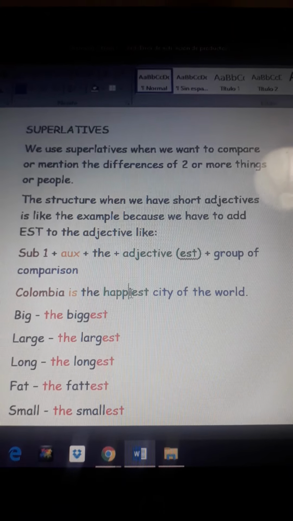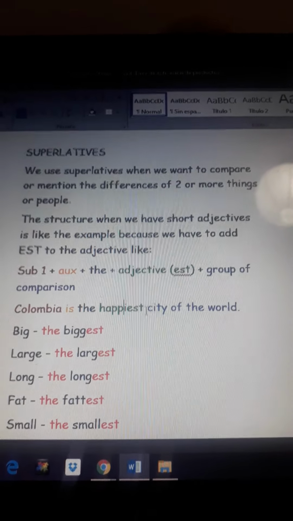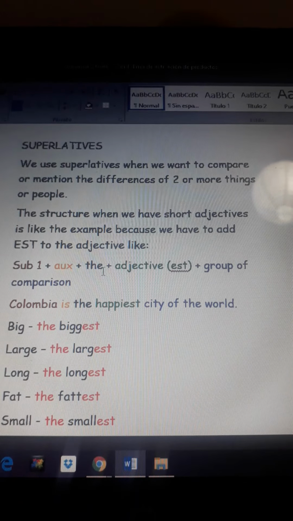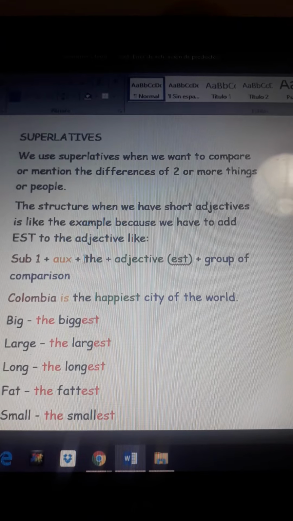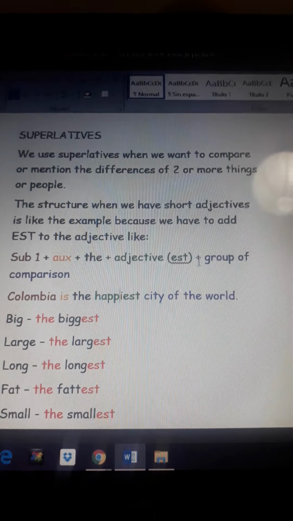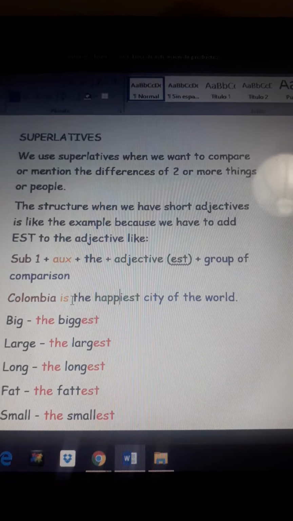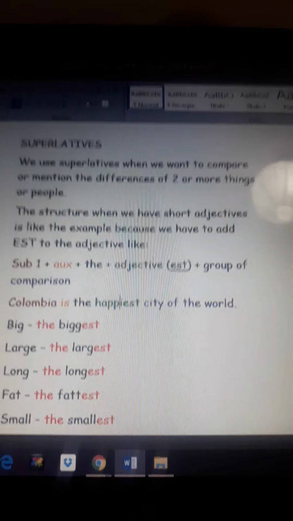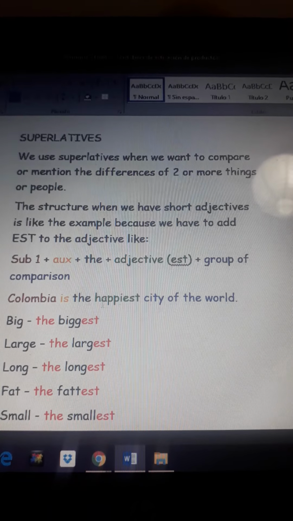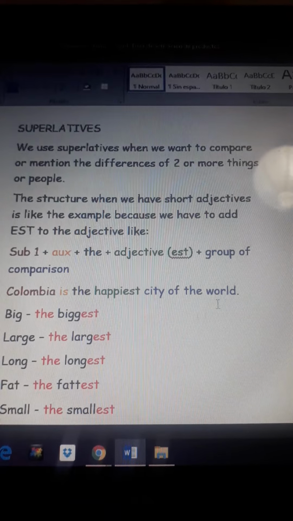If you change the adjective happy, I change the Y for an I and I add est. We have subject 1, auxiliary, the word the. Always and always in superlatives we have to use the. Then adjective plus est, and the group of comparison. Colombia is my subject 1, my auxiliary is, the word the, my adjective is happy, and I add est, so happiest, and the group of comparison is the city of the world. I am comparing Colombia with all of the cities in the world.